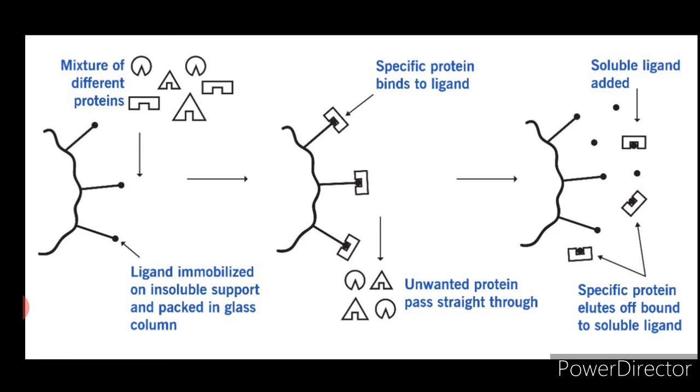The protein mixture is then passed down a column containing the immobilized ligand. The protein of interest will bind to the ligand, whereas all other proteins pass straight through. After extensive washing of the column with buffer to remove non-specifically bound proteins, the bound protein is released from the immobilized ligand either by adding soluble ligand which competes with the immobilized ligand for the protein or by altering the properties of the buffer. For example, changing the pH or the salt concentration.